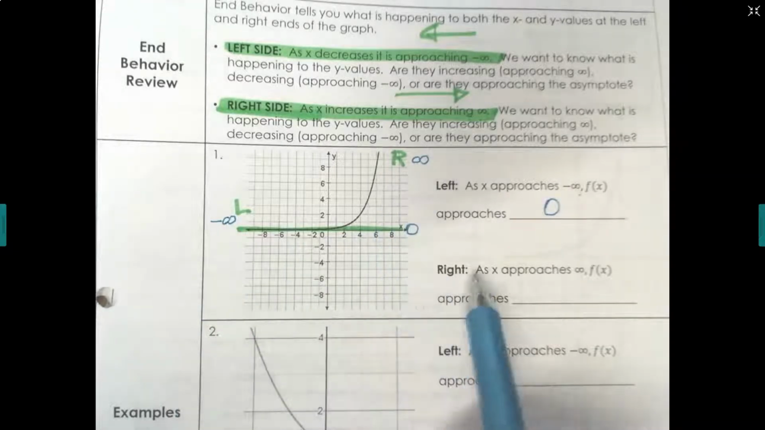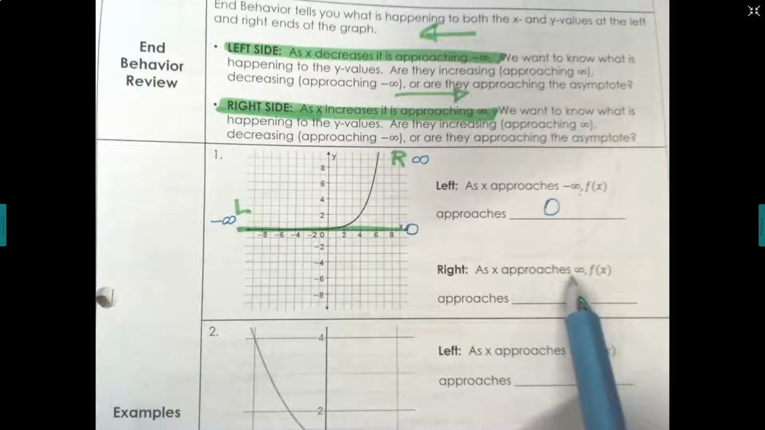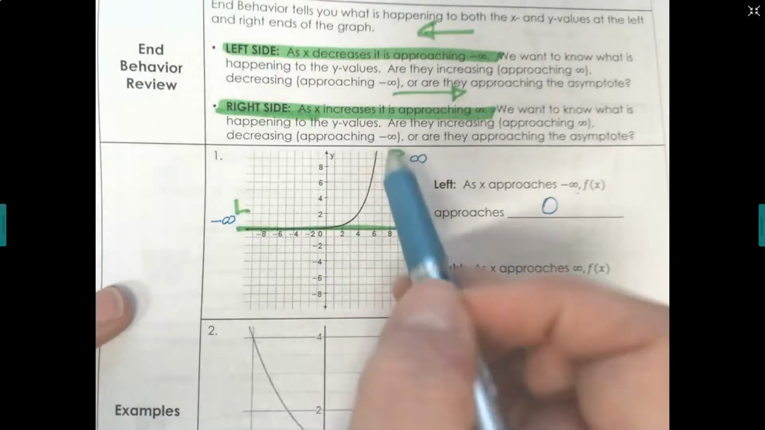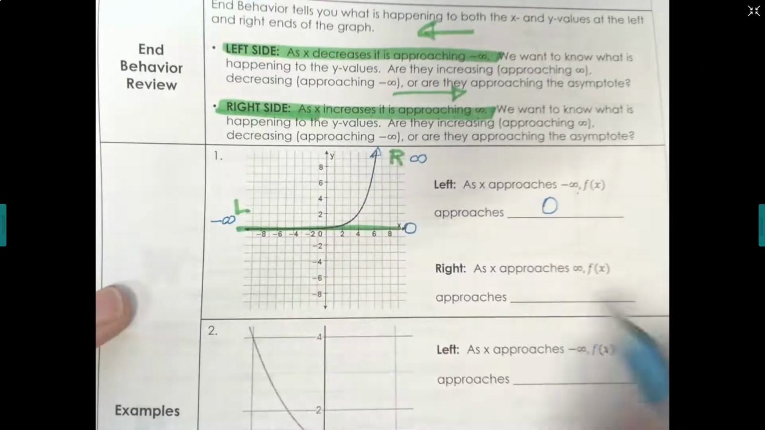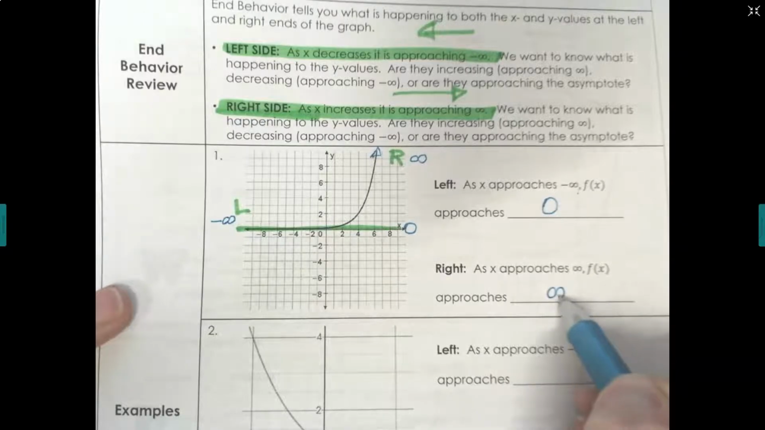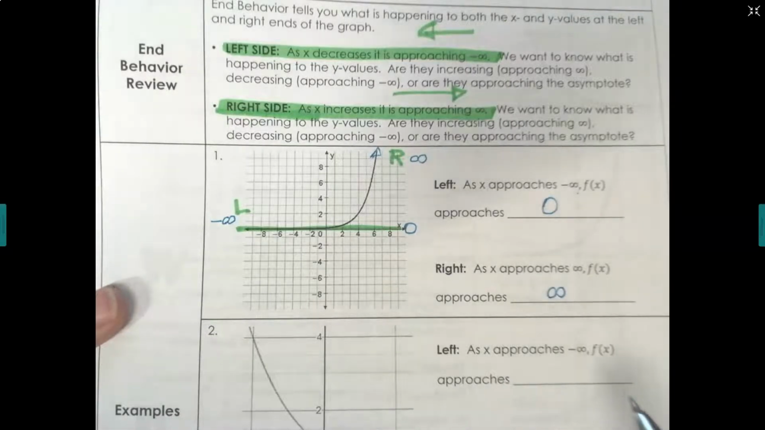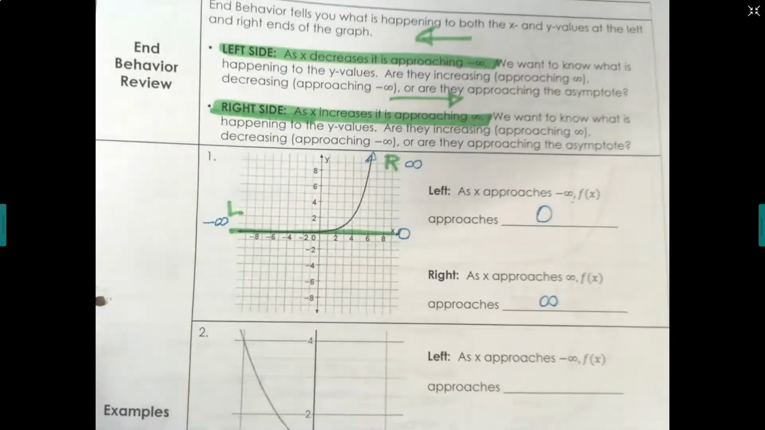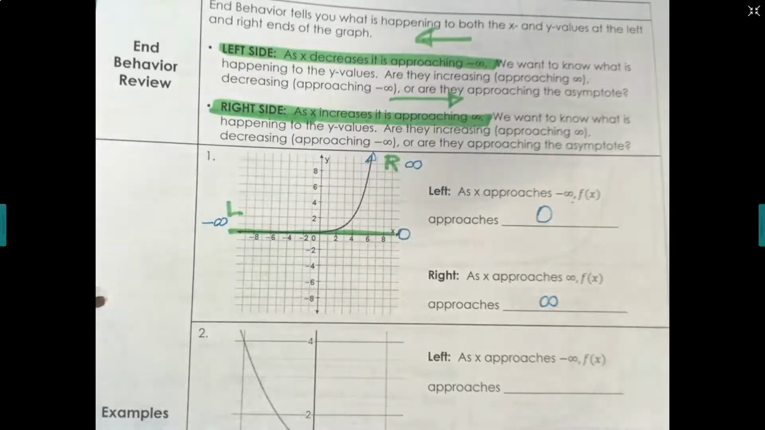On the right-hand side, where the x's are going towards positive infinity, what are the y values doing? As you go right, the y values are going up. So that means the y values are approaching positive infinity. So one side is always going to be by the asymptote, and the other side's going to be an infinity, always. It's just whether it's negative or positive, depending on how the graph is on the coordinate plane.